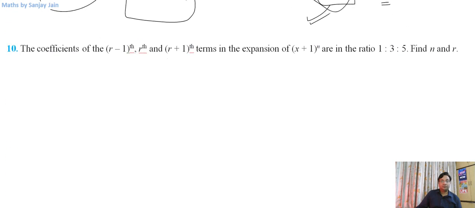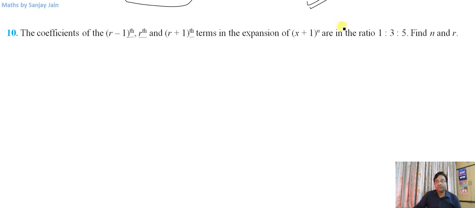The coefficients of these terms of this expansion are in this ratio. Find n and r. Okay, this is just a lengthy question full of calculations, otherwise there is nothing in this question, because we are looking for coefficients of these terms in the expansion of x plus 1 raised to power n. So first of all, to simplify it, you can write it as 1 plus x raised to power n and then go for it. Otherwise also we will be able to deal with it.